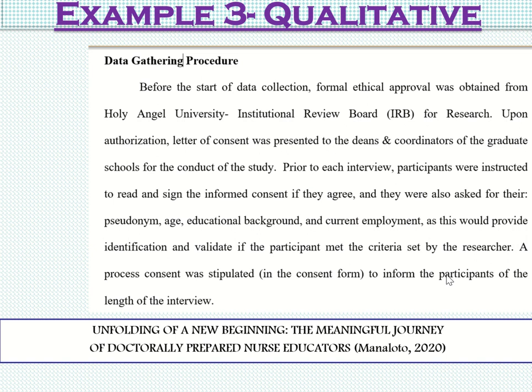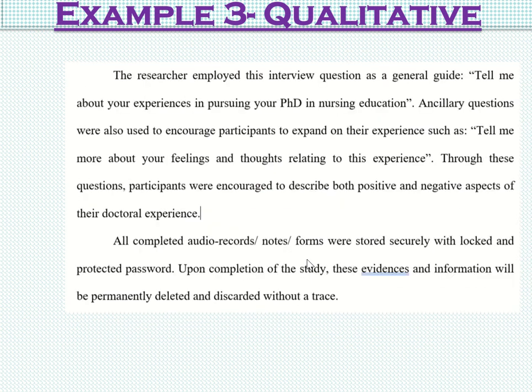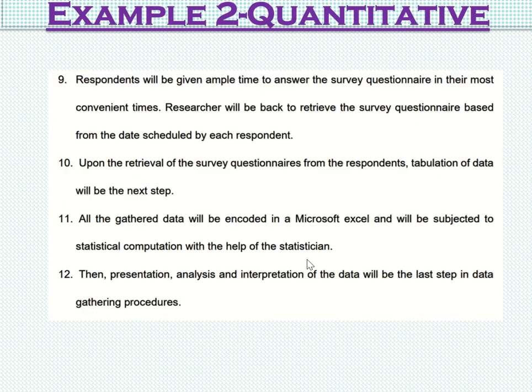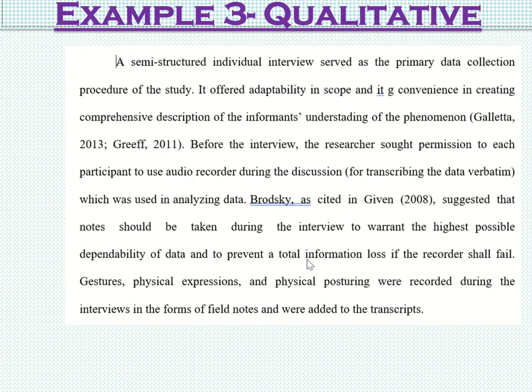So the third example is a qualitative data gathering procedure. So the title is Unfolding of a New Beginning, the Meaningful Journey of Doctorally Prepared Nurse Educators. So this is my paper and these are the statements for data gathering procedure. So again, for your added reference, this is a qualitative example. So continuation of the same section, and this is the last part. Okay, so that is actually the data gathering procedure natin. So I provided 3 examples.